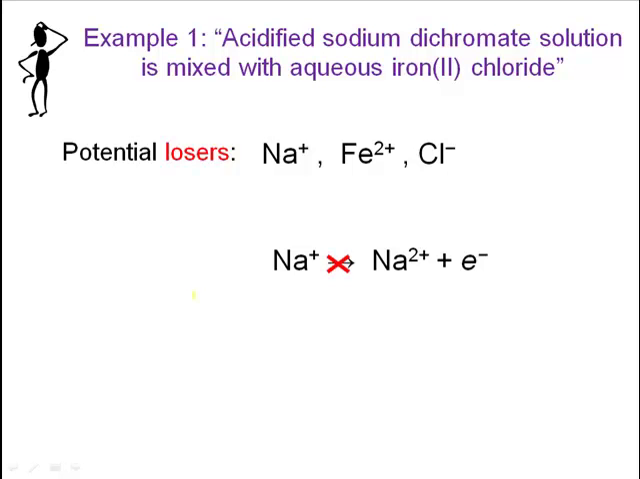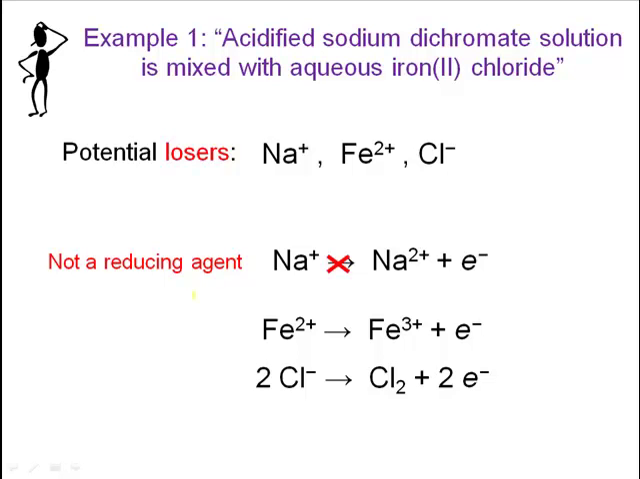It can't lose more than one electron. It's not a reducing agent. It is not being oxidized. So Fe2, could it go to Fe3? Oh, yeah. Chlorine. Oh, wait a minute. Chlorine can go to chlorine gas plus two electrons. Oh boy, so now we've got two choices here. Those are both reducing agents.